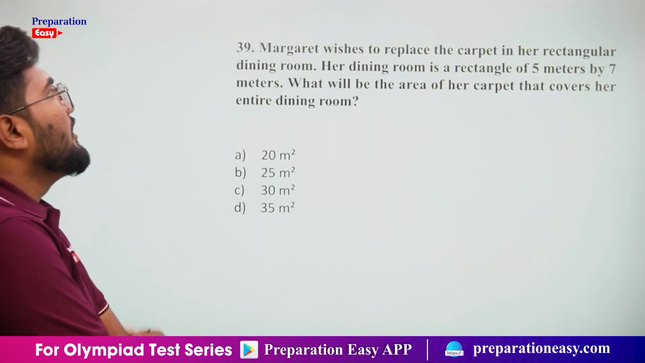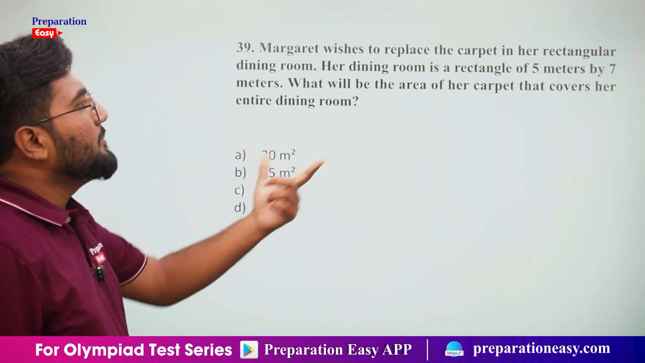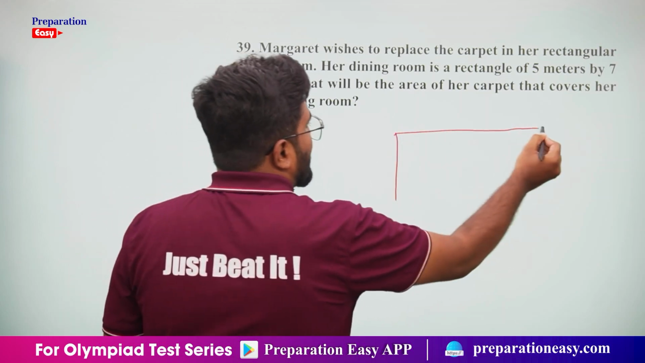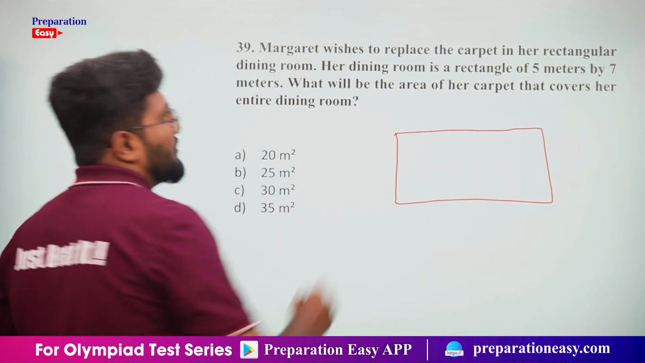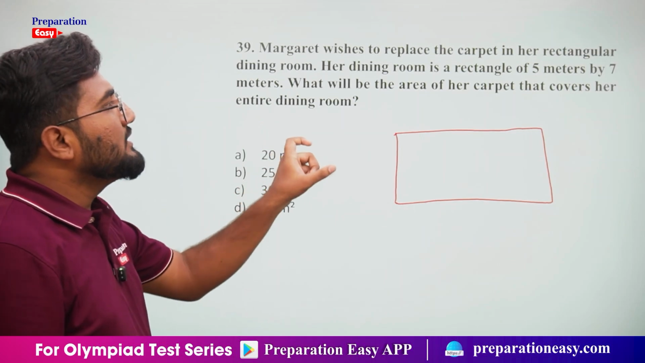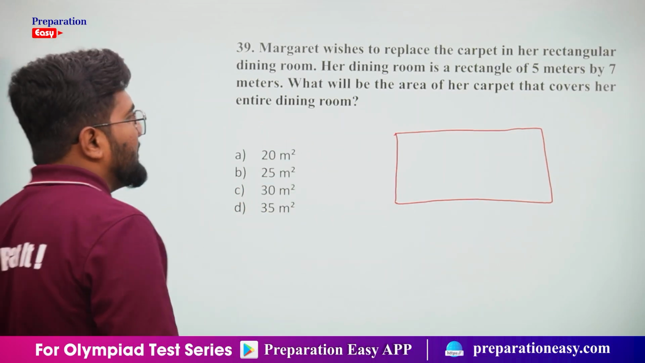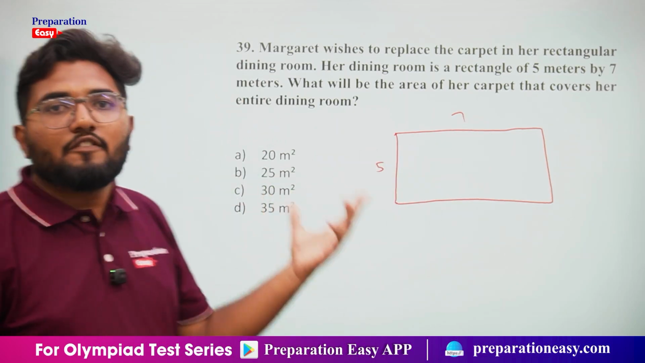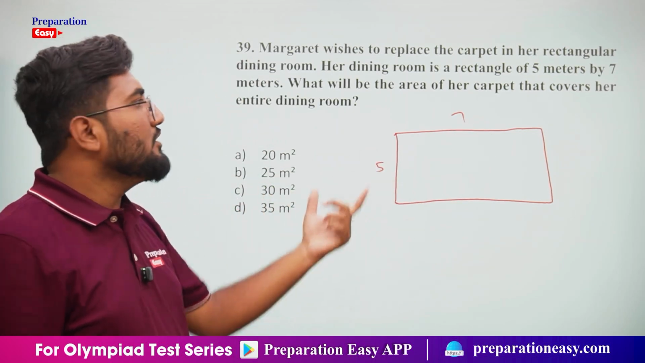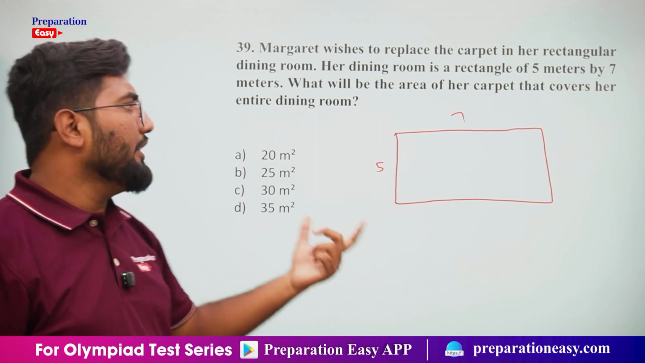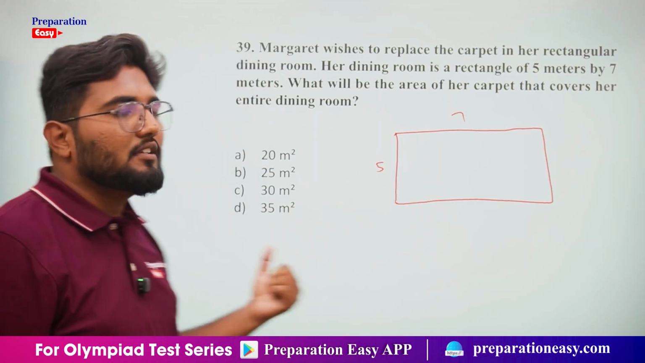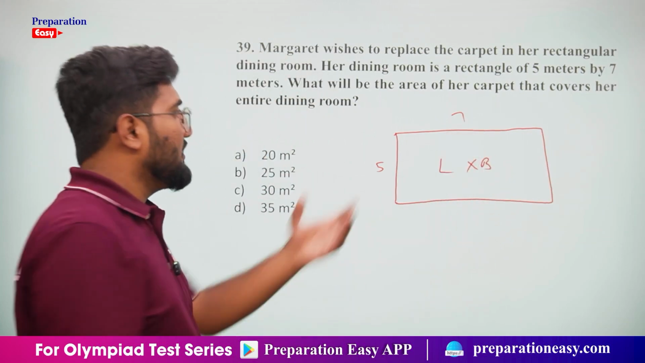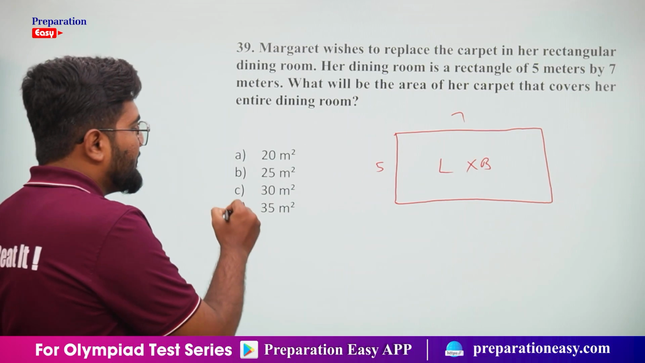Question number 39. Margaret has a rectangular floor. Her dining room is a rectangle of 5 meters and 7 meters. This is 5 and it is 7. So what will be the area? We have to find the area of the rectangle, the area of her dining room. The formula for area of a rectangle is L into B, that is 7 into 5, which is 35 meters square.